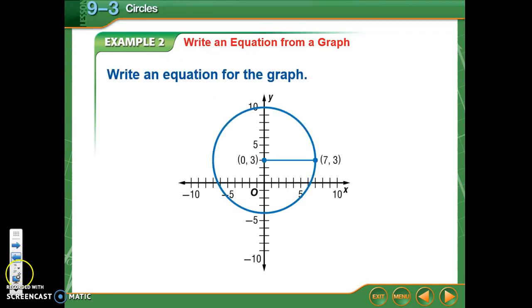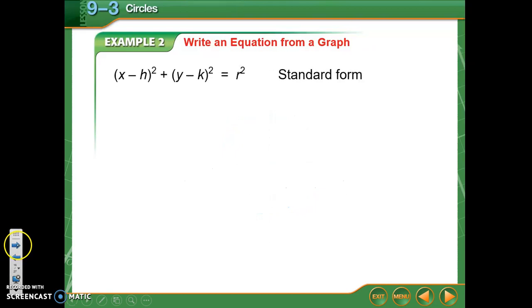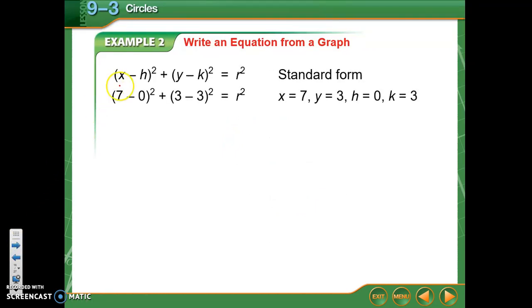One second. Oh, I see what they're doing. They want you to pretend that you don't know the radius, I guess. But that's okay. So they're using the 7 as x and your 3 as y. So that point that was on the edge is the point (7, 3). And then my center, which is (h, k), is (0, 3). So they're having us plug in to solve for the radius.